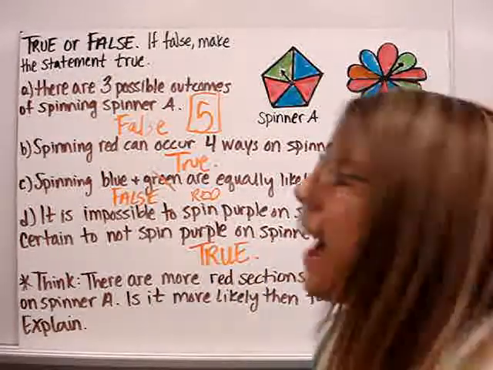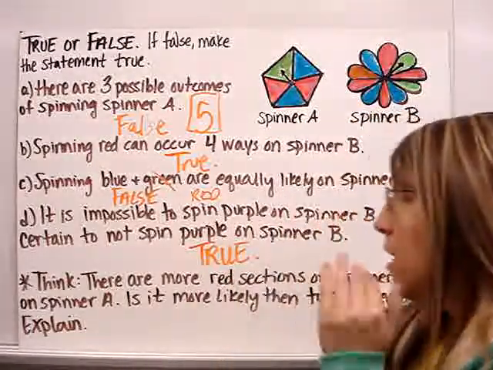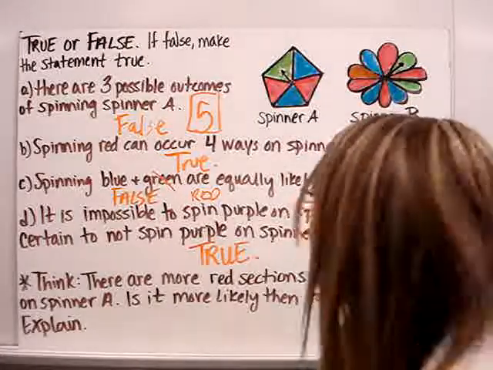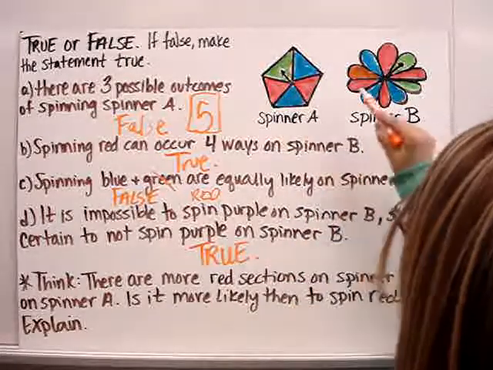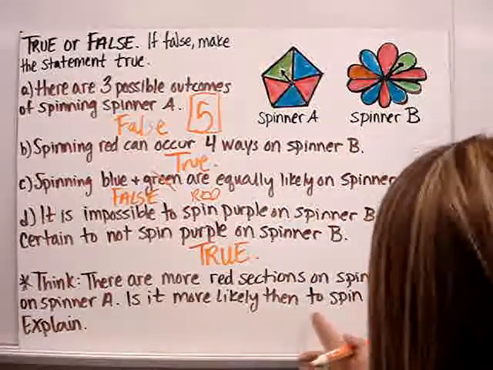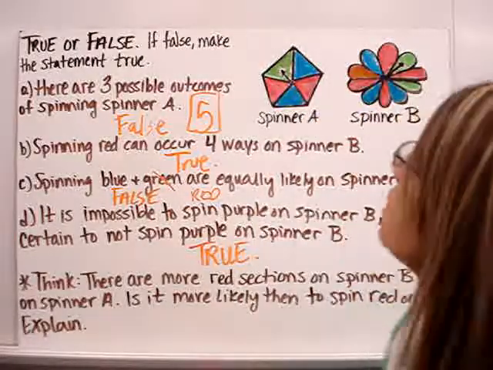Okay? And then I put this statement at the bottom that I want you to think about, and we're going to talk about here for a second. There are more red sections on spinner B than on spinner A. So there are 2 on spinner A and 4 on spinner B. Is it more likely then to spin red on spinner B? Well, let's talk about this.